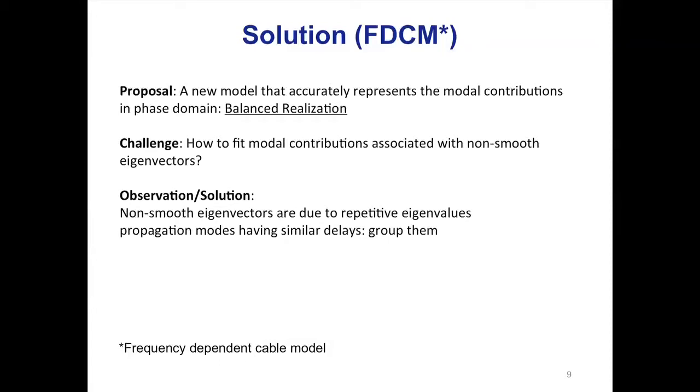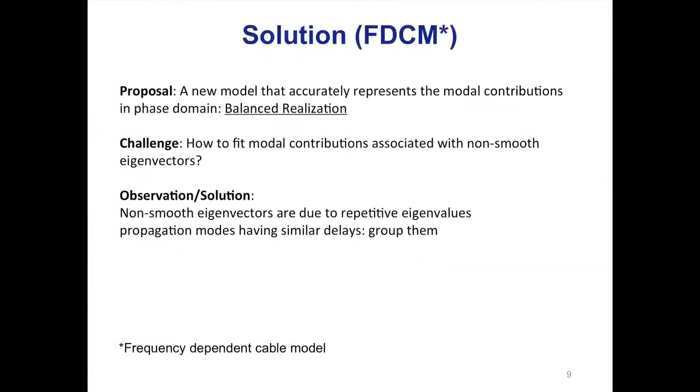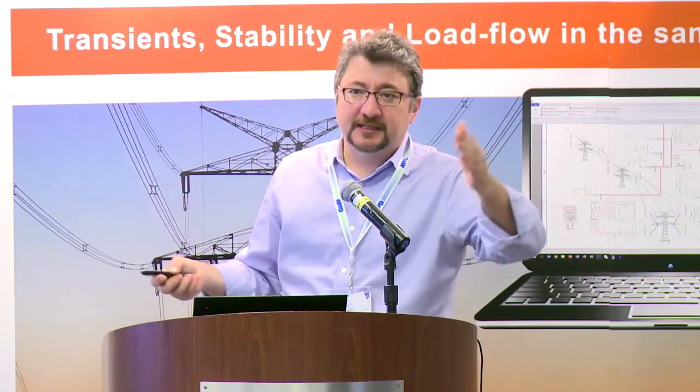So what we did, we said, okay, maybe we should fit each one of them separately. But it was not so obvious. Why? Because their behavior was not smooth. And in the world of fitting, if something is not smooth, it is very hard to fit. So by observation and spending some years on it, we realized that this non-smooth behavior was due to repetitive eigenvalues. It's written in the books, eigenvalue perturbation theory, whatever.